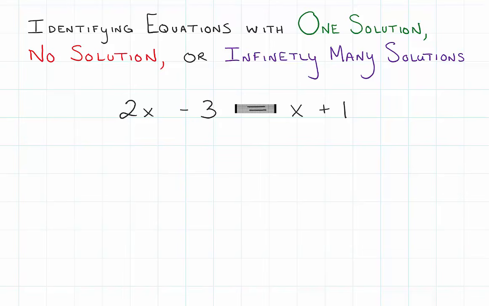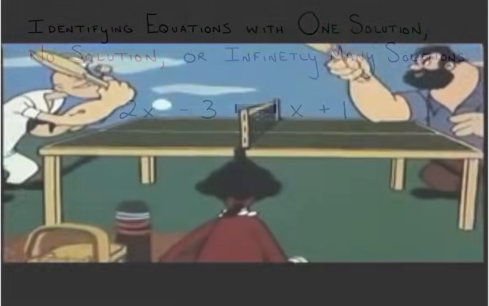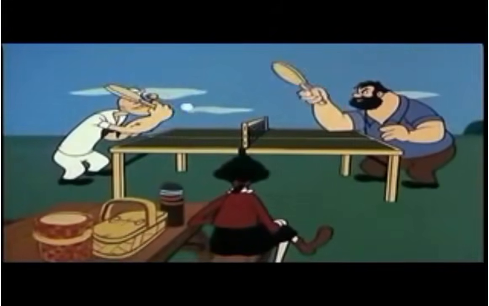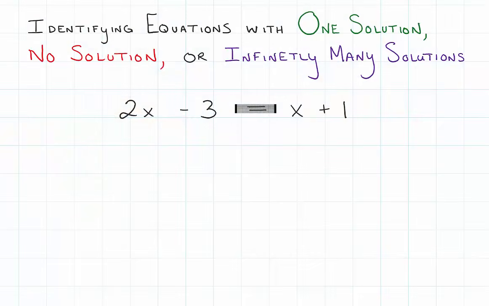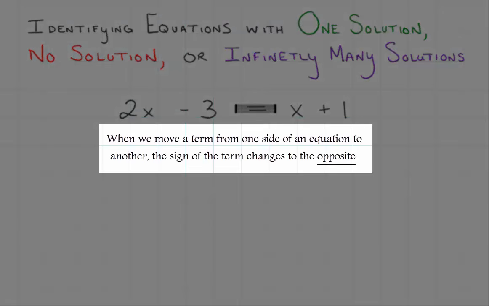Equations. We know a lot about equations already. Remember Popeye and Bluto playing ping pong? Equations are just us trying to solve for an unknown variable, and we want to make sure that we can move terms from one side to the other. And we remember our rule that if we move a term from one side to the other side of the equation, all that happens is that the term changes signs.